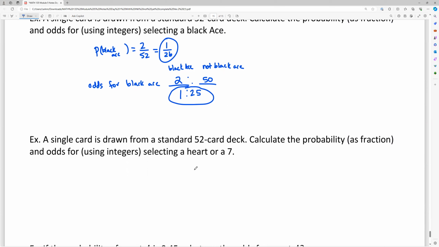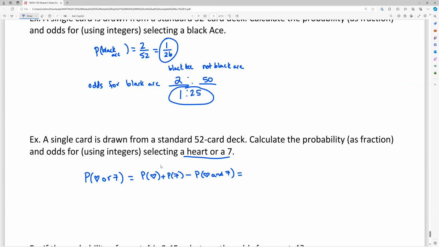Now let's look at the other one. It says a single card is drawn from a standard 52 card deck, calculate the probability and the odds for selecting a heart or a 7. Okay, so the probability, let's do that first, of a heart or a 7. Notice that's an or problem, so we should be doing probability of heart plus the probability that it's a 7 minus any probability that we double counted a heart and a 7.